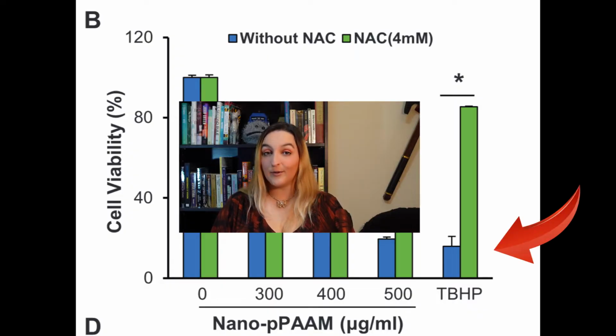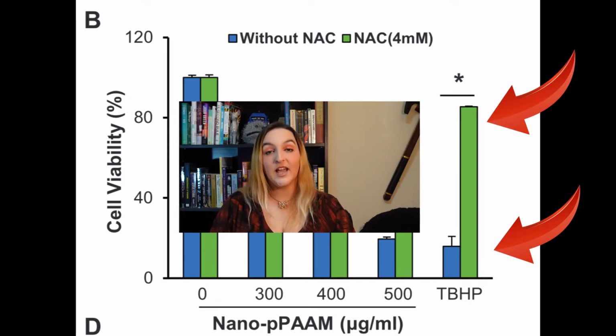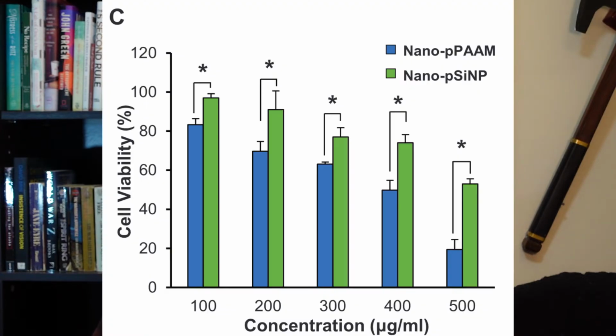The TBHP shows what ROS can really do, with most of the cells without the inhibitor succumbing to the ROS, and most of the ones with the inhibitor just kind of hanging out. So in this picture, the blue and the green mean different things than the last one. The blue is the normal nano-PPAM, while the green is nano-PSIMP, which is the silica nanoparticle without the pores in it. You can see that the porous one in blue killed a whole bunch more than the non-porous one at every level.